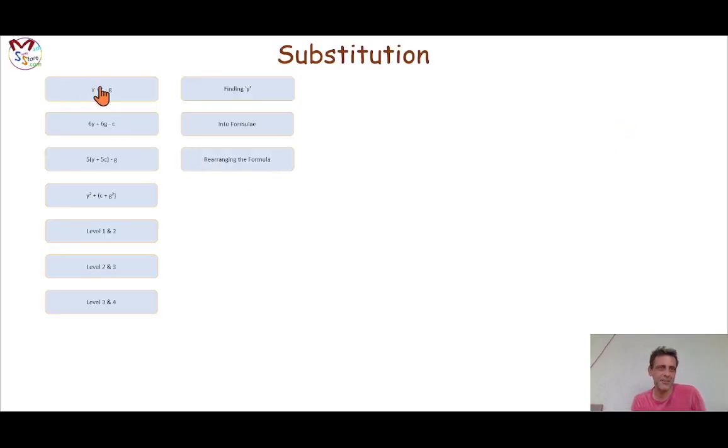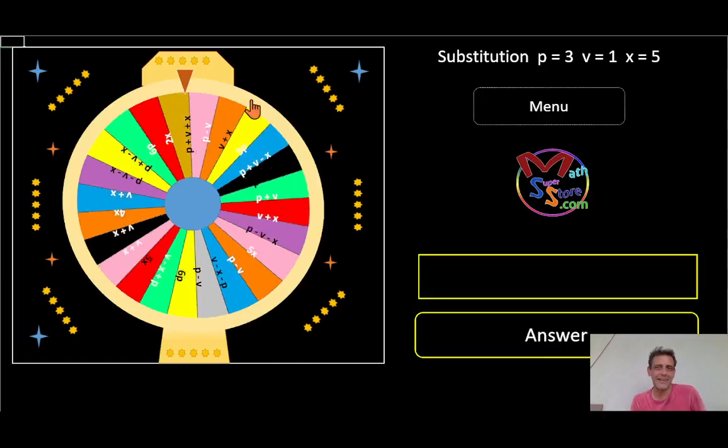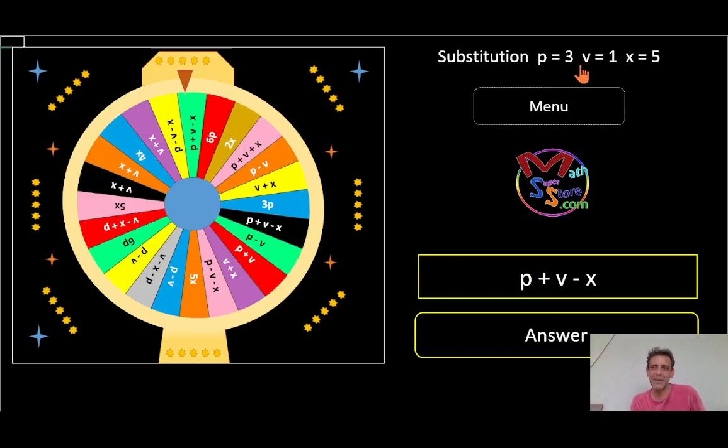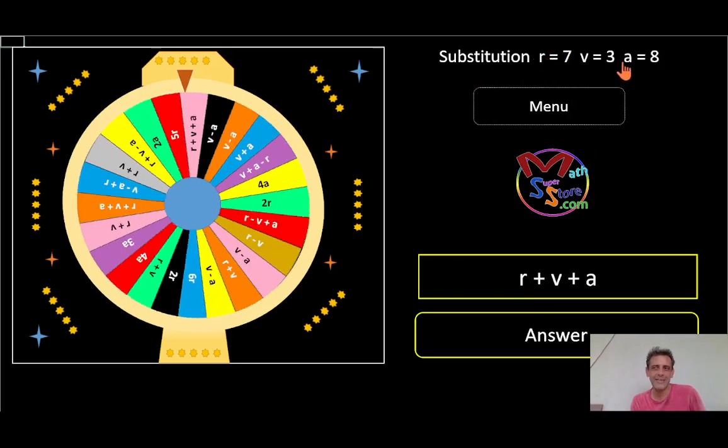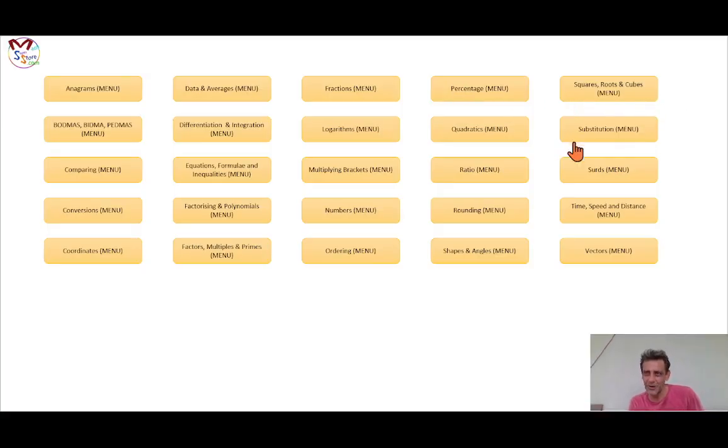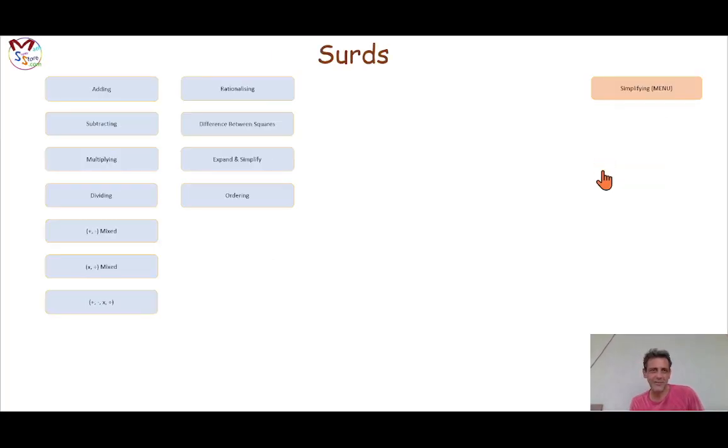So let's just choose substitution again. And we'll see P, V and X. If we choose another one, all the letters and the numbers will change, they're not static. I pressed mixed all, I think. So there's various types of questions that could come up. And that's substitution. I don't think there was a sub-menu there.